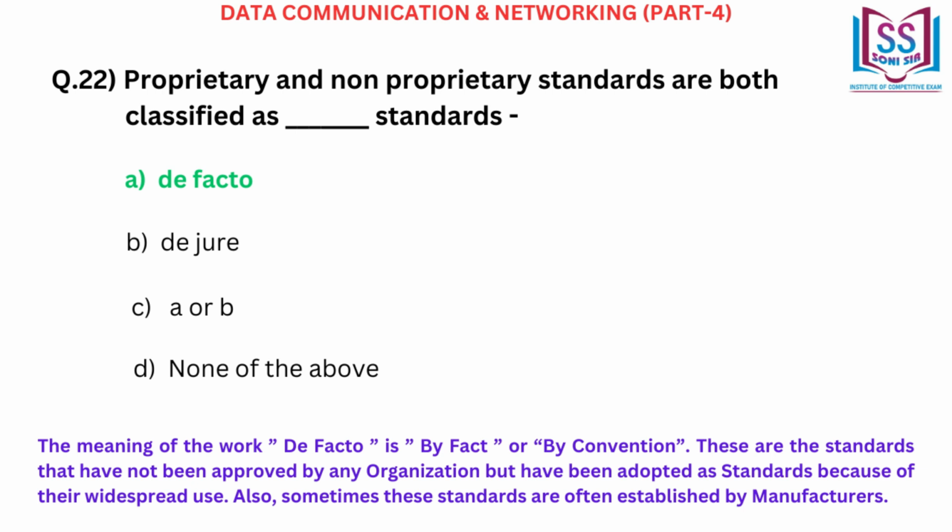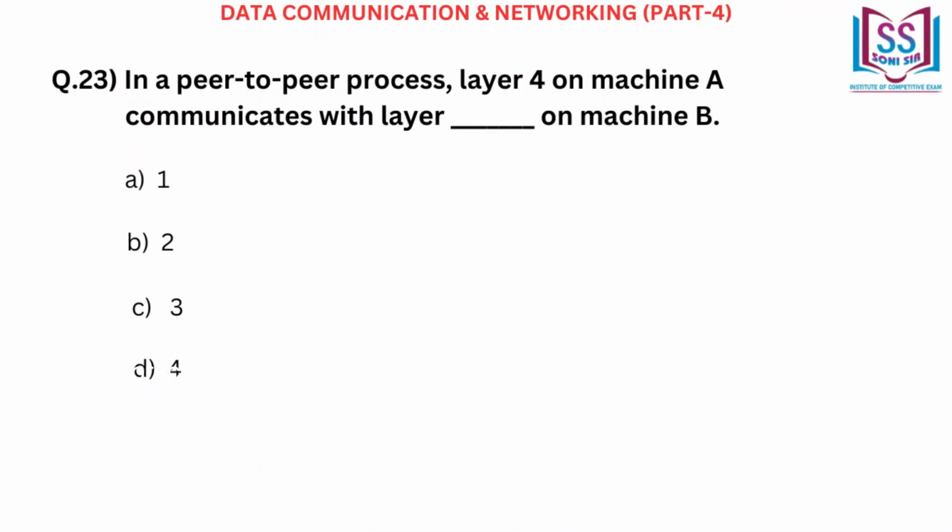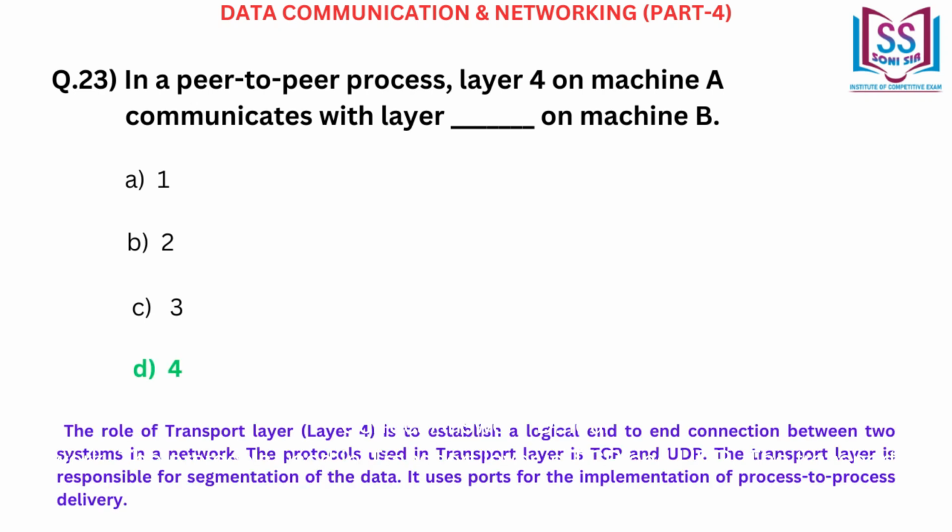Also, sometimes these standards are often established by manufacturers. In a peer-to-peer process, layer 4 on machine A communicates with layer dash on machine B. A1, B2, C3, D4. Correct answer D4.